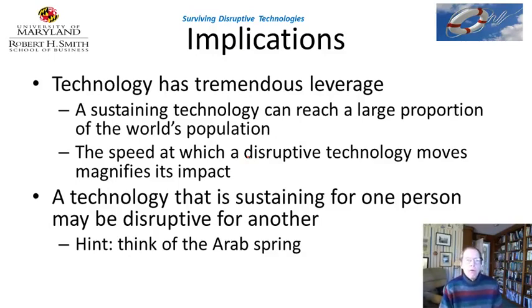So the implication of all of this is that the technology has incredible leverage to bring people together. A sustaining technology can reach a large proportion of the world's population. And the speed at which this disruptive technology moves magnifies its impact. A technology that is sustaining for one person may be disruptive for another. So later on, we're going to look at the Arab Spring, and we'll see that certainly for the citizens in Egypt and Tunisia, the internet was a sustaining technology. It sustained their movement. For the dictators who ran those countries and their associates, it was a clearly disruptive technology.